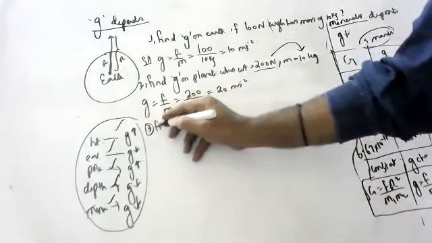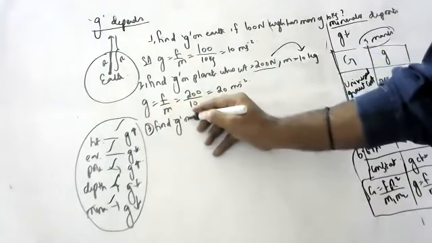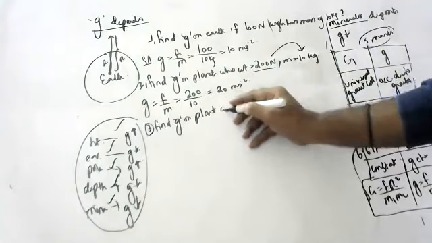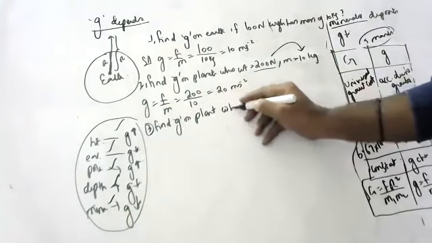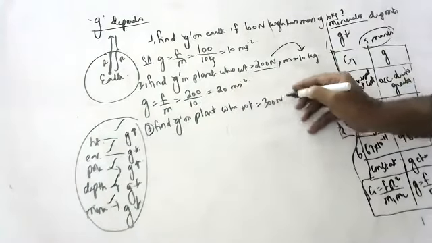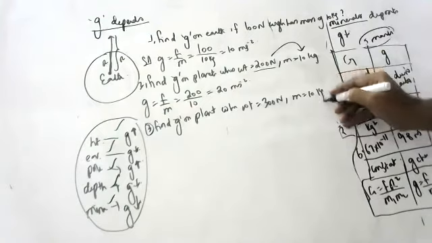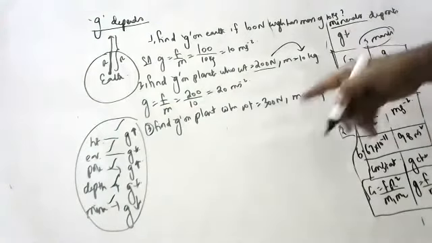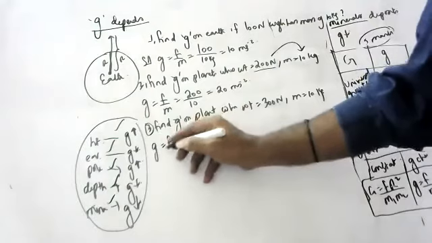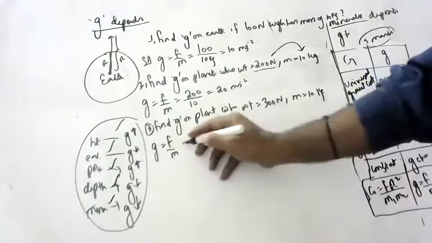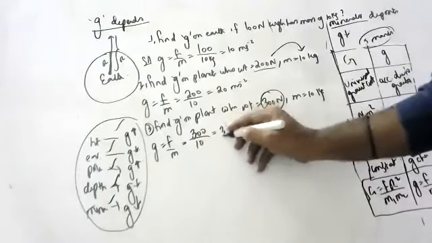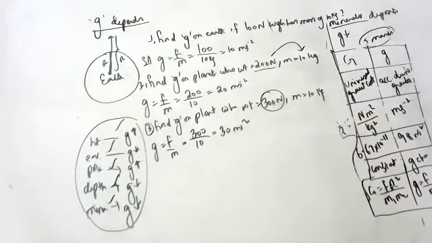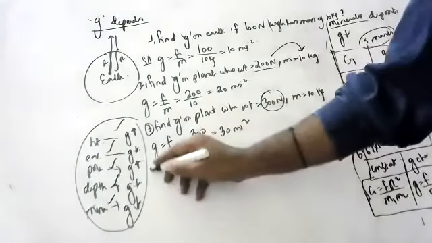Third question, children. Find G on a planet whose weight is 300 Newton and mass is 10 kg. What is the acceleration due to gravity on that planet? G is equal to F by M, children. So F, weight, how much did I give? 300 Newton, and mass is how much? 10. So 30 meter per second square is the acceleration due to gravity on that planet, children.